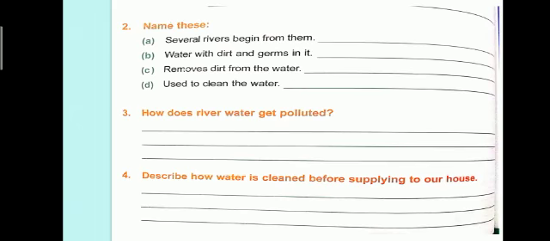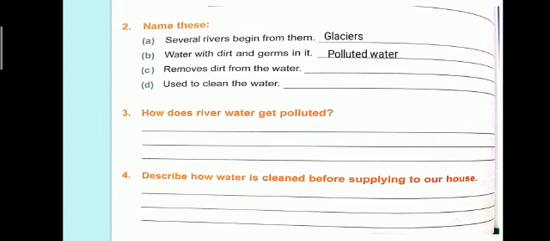It's time to come to the next exercise, that is name these. You have to tell what they are talking about. The first one is several rivers begin from them. Yes? Any one of you? Very good. The several rivers begin from the glaciers. Next, number B is water with dirt and germs in it. We call this water as? Yes, think about it. Very good. We call it polluted water.